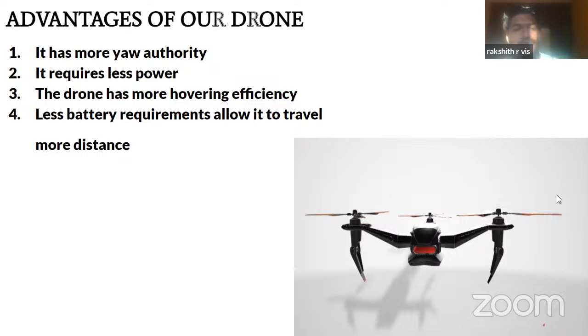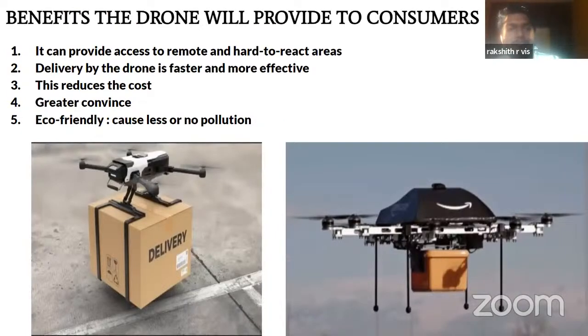And as my teammate Mithun said, we are using a lithium polymer battery. It consumes less power, and the distance traveled is more. Next slide, Mithun. It can also provide access to remote and hard-to-reach areas, like where there is road repair or other hurdles at the delivery point where other vehicles cannot reach. This can be eliminated with our drone delivery, and delivery by drone is faster and more effective.